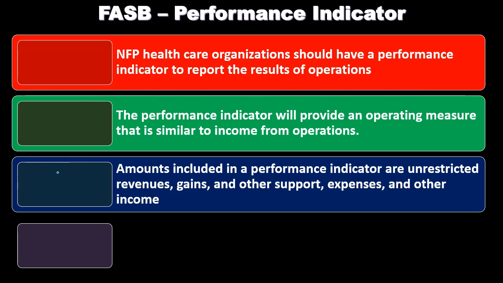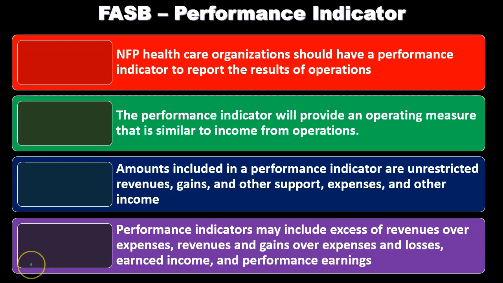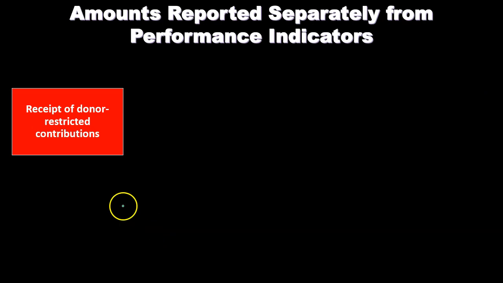Amounts included in a performance indicator are unrestricted revenues, gains, and other support, expenses, and other income. Performance indicators may include excess revenue over expenses, which of course would be similar to a net income number, revenue and gains over expenses and losses. So now we're just including the gains: revenue and gains over the expenses and the losses. Earned income and performance earnings.